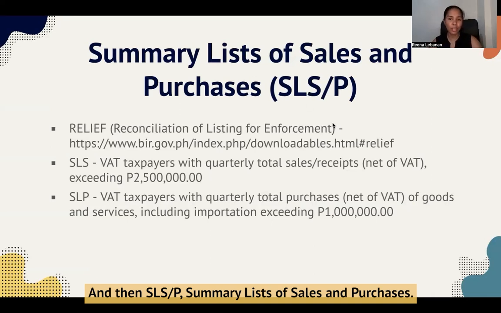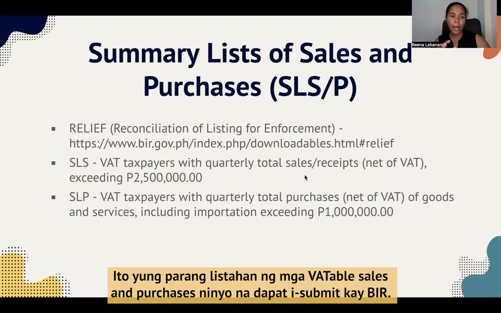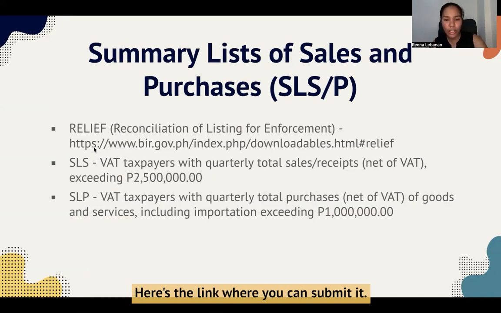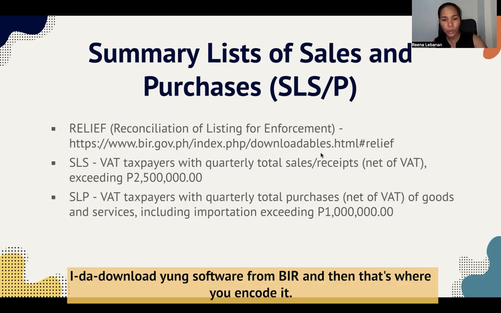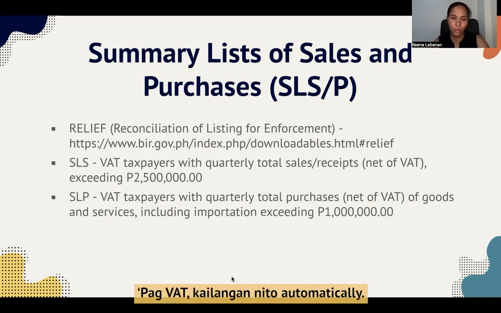SLS/P, summary list of sales and purchases. This is like a list of your vatable sales and purchases that you should submit to the BIR. So, here's the link where you can submit it. Download the software from the BIR and that's where you encode it. If you're VAT, you need this automatically.